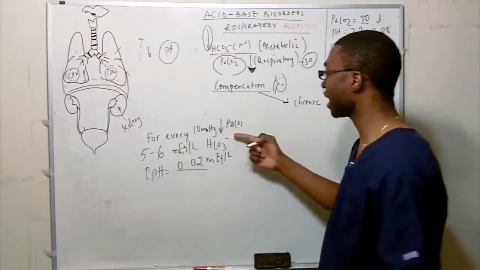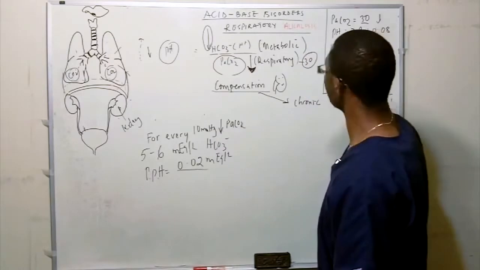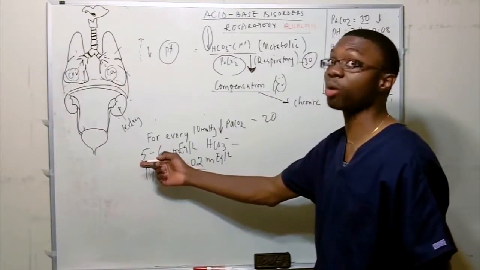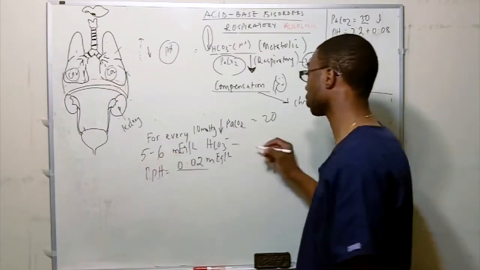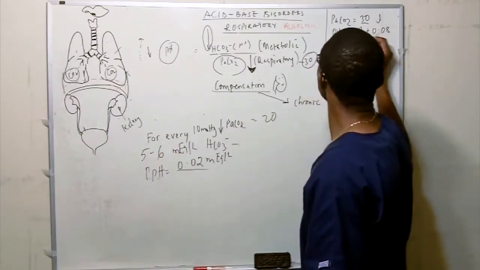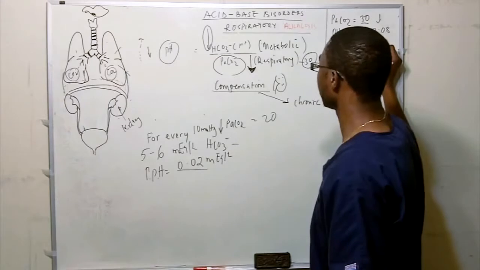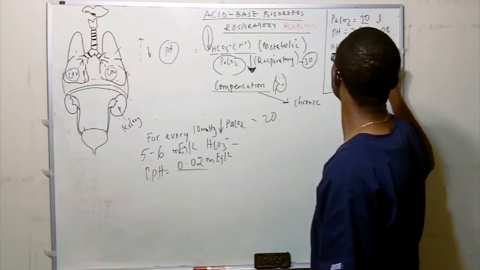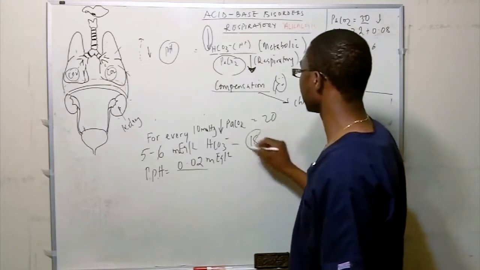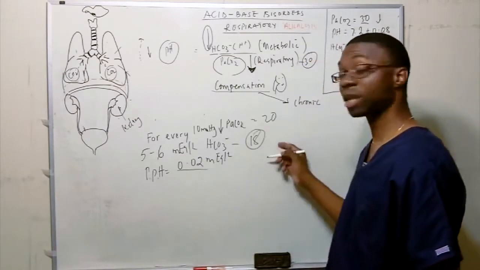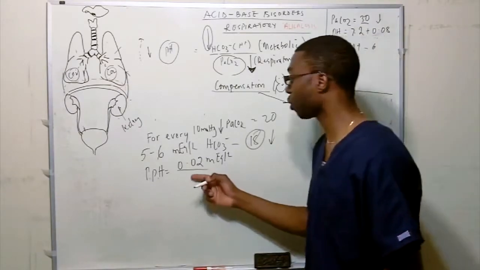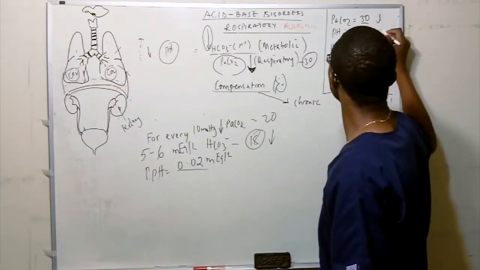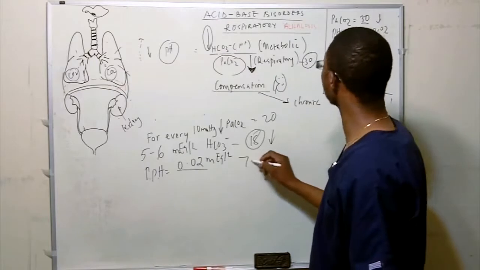So for every 10, again, they'll be down to 20. Now the bicarb, they're losing a lot of bicarb at this point because there's some serious thing going on. So the bicarb will be going down by what? 5 or 6. So if you subtract, let's say 6, that would be 18. Look at that. You're losing a lot of bicarb. Your bicarb drops. And what will happen to your pH? We add that 0.02, and that will give us 7.22.